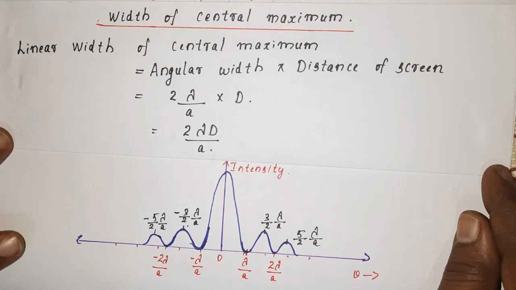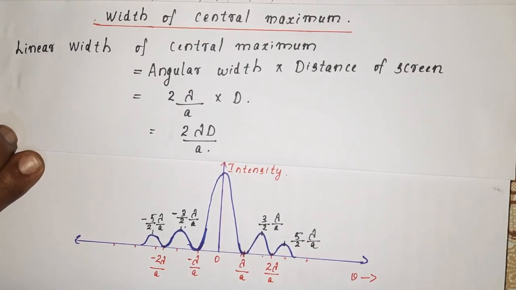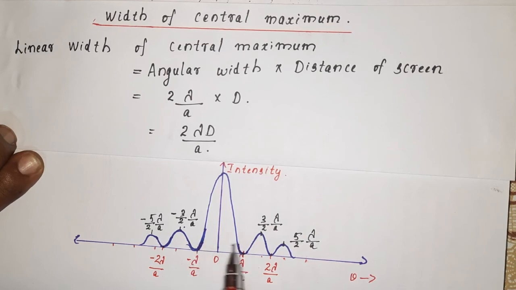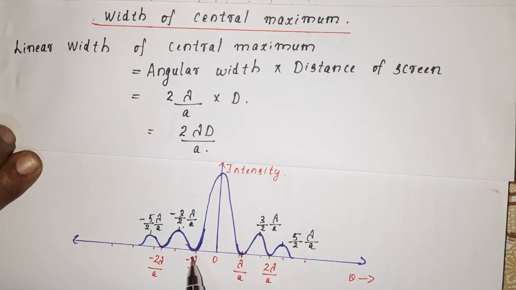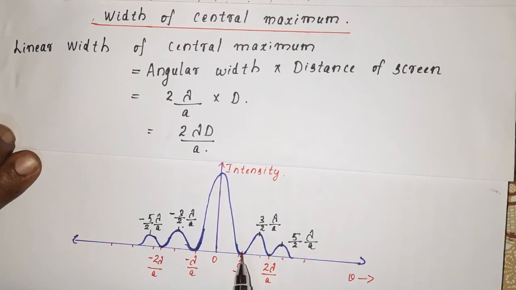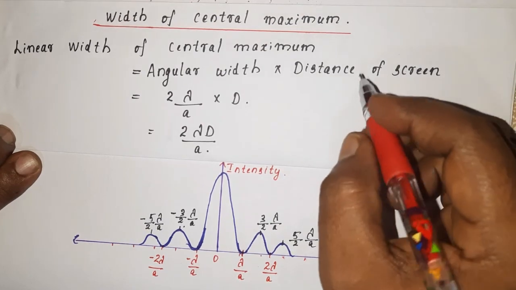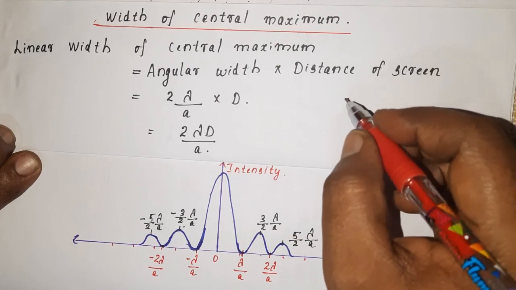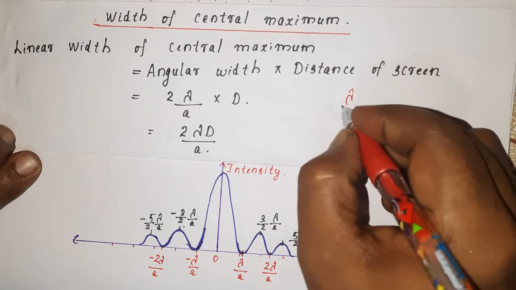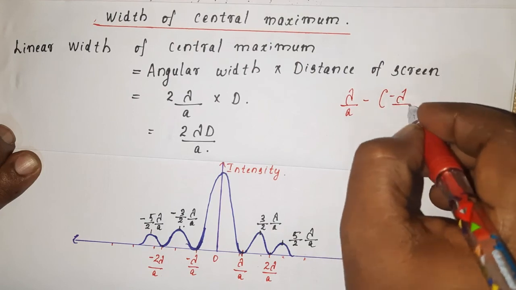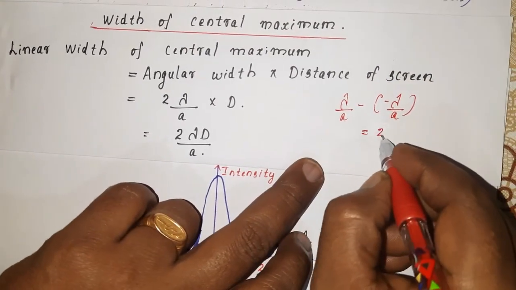Now let's discuss what is the angular width of this central maximum. This is the central maximum, and the angular width of the central maximum is the angular separation between the first secondary minima on either side. The angular separation between the first secondary minima on either side gives the angular width of the central maximum. So the first secondary minima are located at lambda by a and minus lambda by a. So the angular separation between the first secondary minima is lambda by a minus minus lambda by a. So that separation becomes 2 lambda by a.